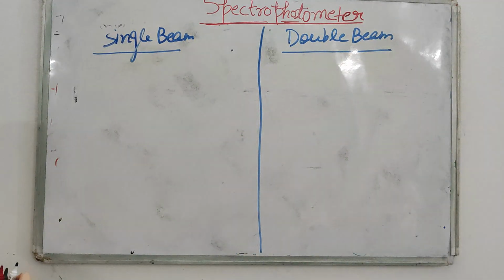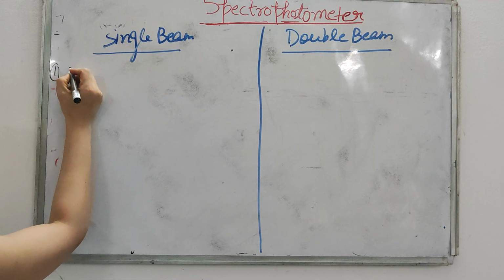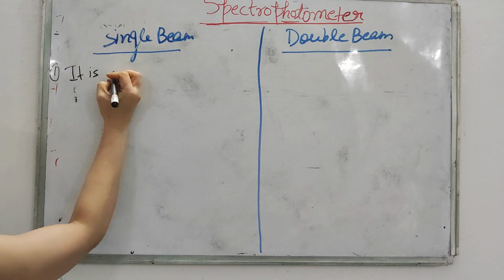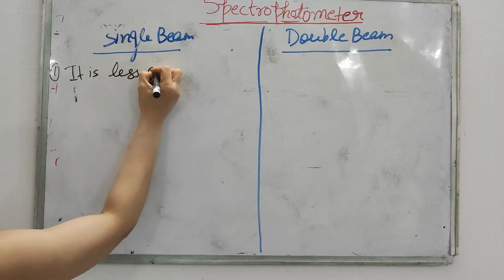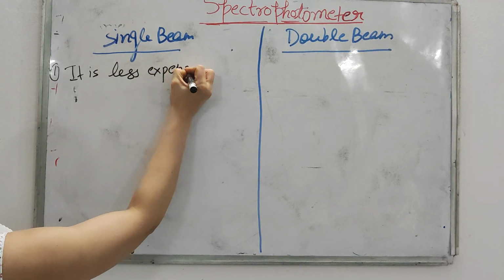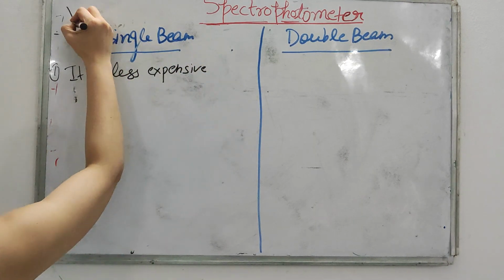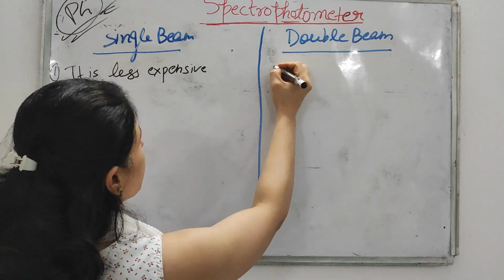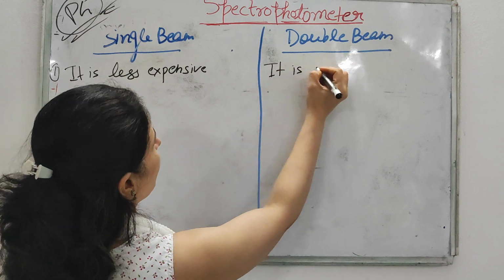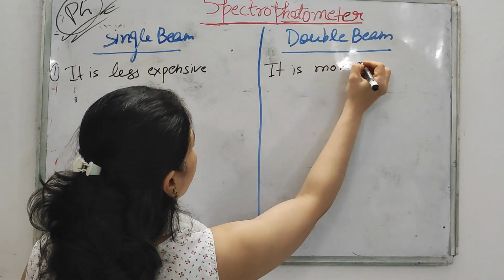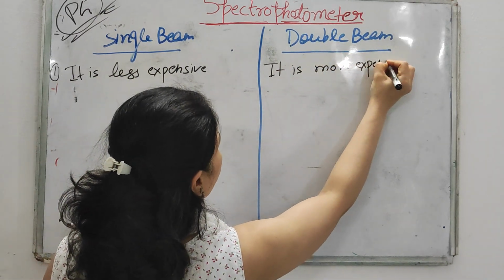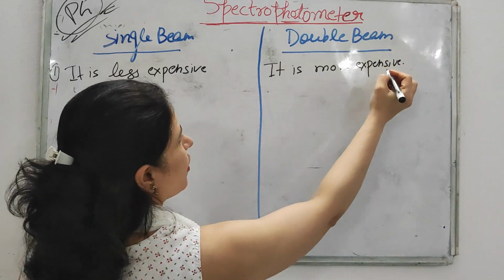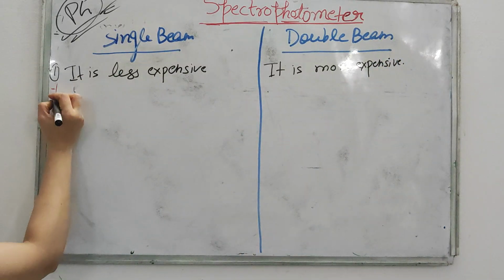Then what will you write in your exam? First, single beam is less expensive. This is for PG students only. It is less expensive, and double beam is more expensive because it is more complicated, more instrumentation is there. So double beam is more expensive.